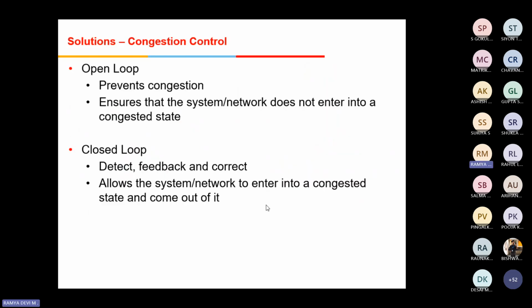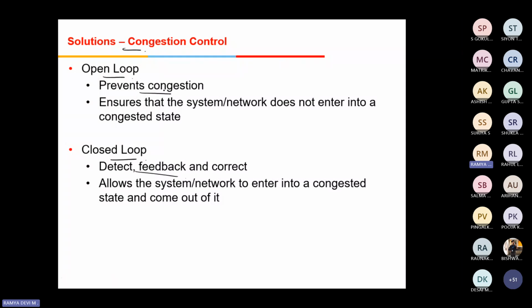So what are the solutions for congestion control? When dealing with congestion in a network, we have to follow two major approaches. One is open loop control, and the next one is closed loop control. Open loop control is to prevent the congestion, preventing it before it happens. And closed loop control is, once congestion has happened, we have to react and get the network recovered after the congestion has occurred.